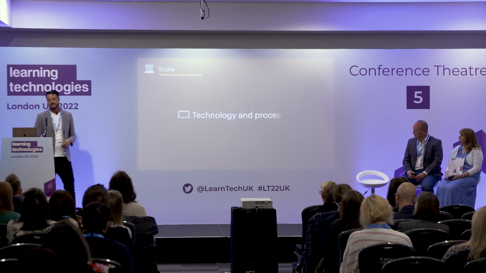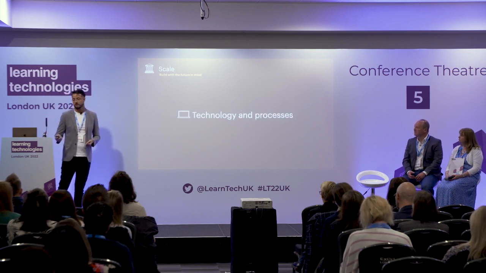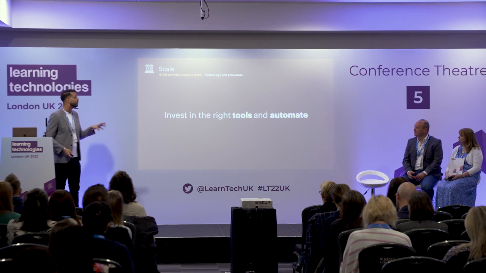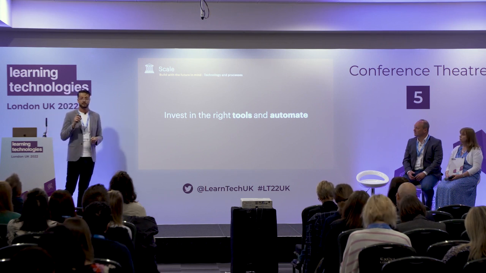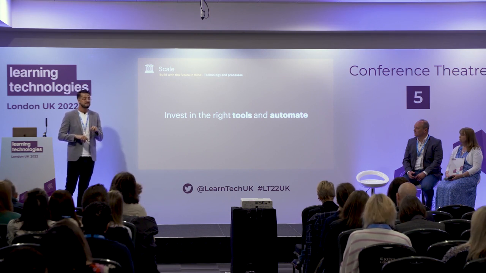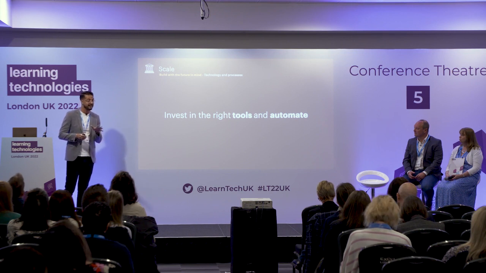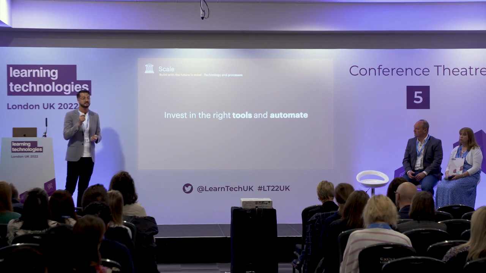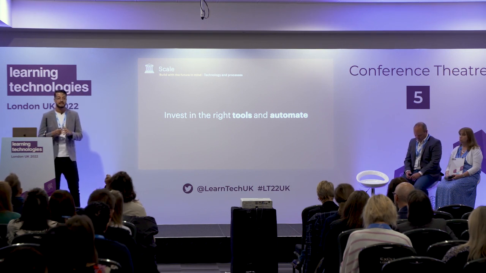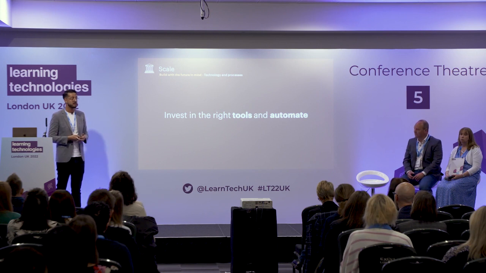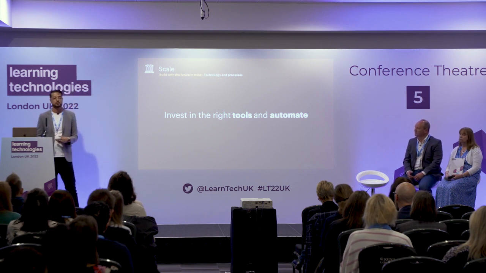Number 2, technology and processes. Invest in the right tools and automate as much as you can. Here's one tip. If your team are inputting the details of one new joiner more than once, twice okay, more than once ideal, twice okay, your processes are inefficient. If they're entering the name of the candidate, whoever this is, more than once, it's inefficient. And you need to look at that because you are allowing manual error to creep in.